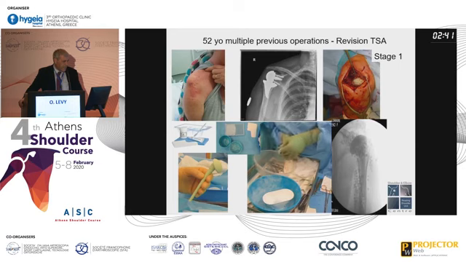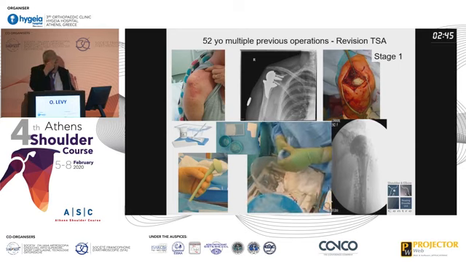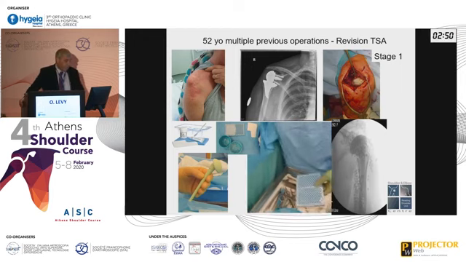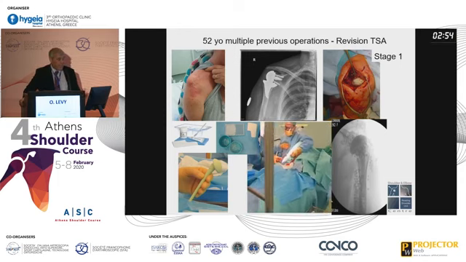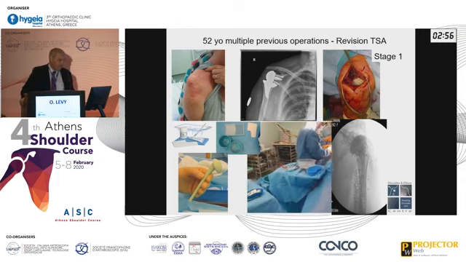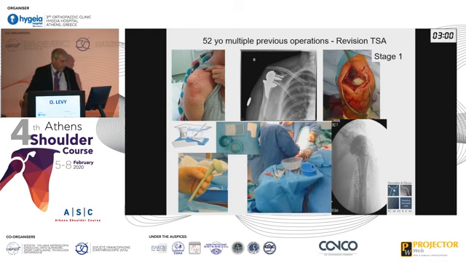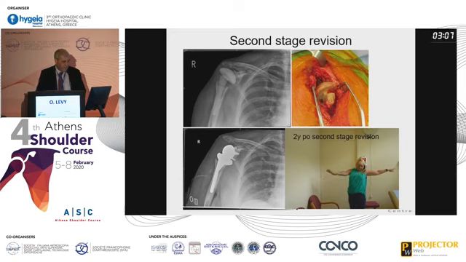So this is a case where this lady was a revision from a resurfacing. She was infected straight away, and we tried to do a DAIR procedure. We failed, and then we did a two-stage procedure. As you can see, we put a spacer, and this is the second stage where we revised it to a stemmed reverse, and this is 2 years after the second revision, again, healed nicely.